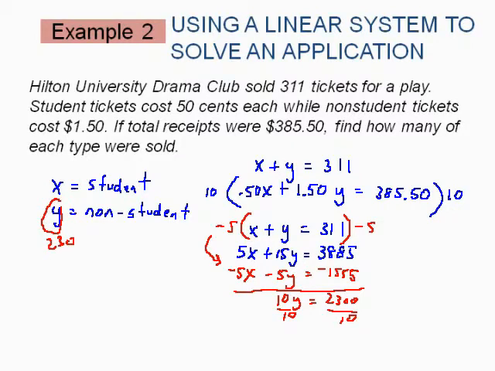So you always want to identify what you're after, what you just solved for. You got 230 non-student tickets, and to get the student tickets, I wonder where I'm going to plug in that Y, here or here. Yes, the easy one. So X plus 230 equals 311, and solving, X would be 81 student tickets. Now again, it will check. 81 times 0.50 would give you that one answer. 230 times $1.50 will add up to be $385.50.